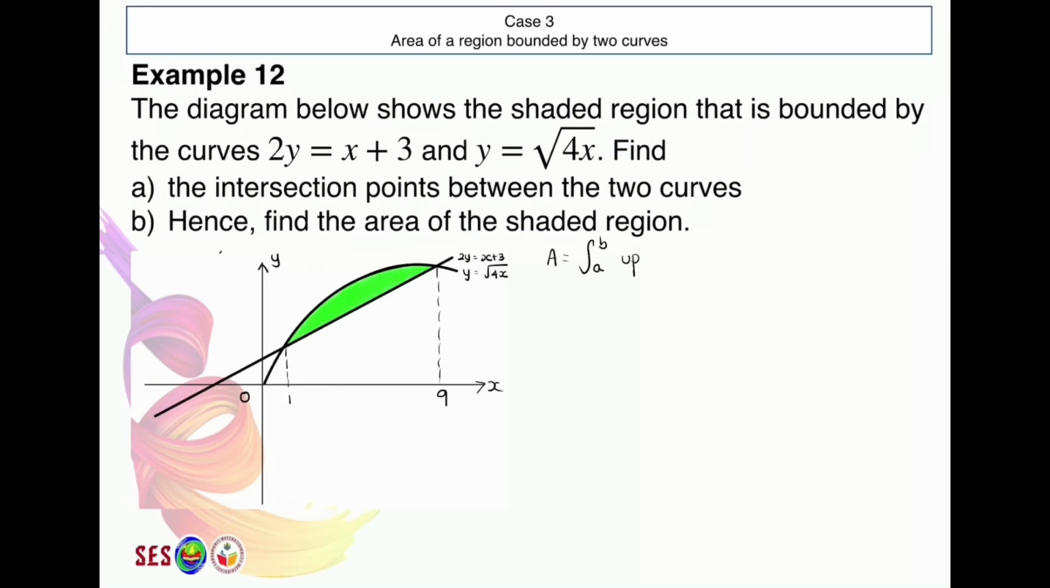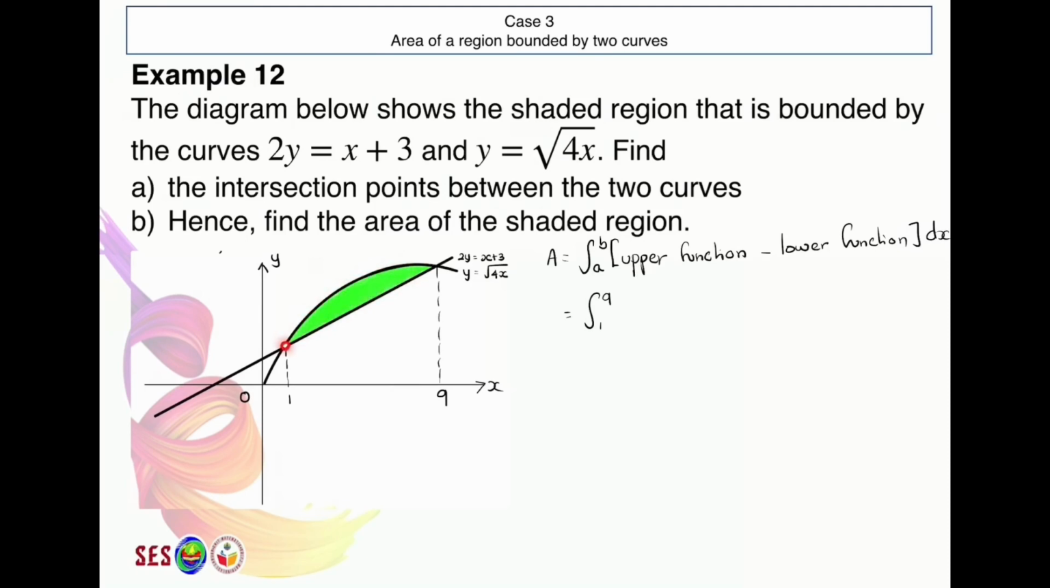We take the upper function minus the lower function and integrate it with respect to x. In our case here, our interval would be from 1 to 9. This is the shaded region, and we want to find the area of this region.